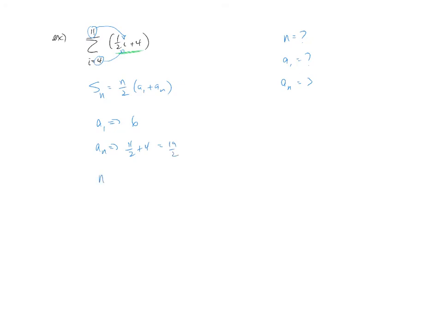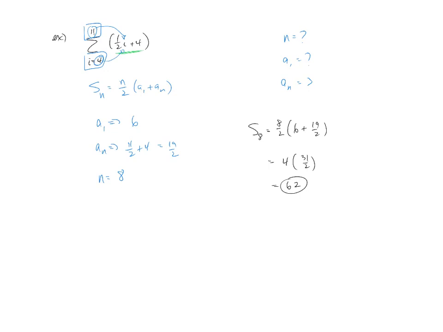And then finally, n would be the number of terms. Well, we start at i equals 4. We go to 11, which tells us that there are 8 terms in the series. So once we have all of that information, we can say that the sum of the 8 terms is going to be 8 over 2 times 6 plus 19 halves. So 4 times 31 halves, which is going to give us 62. So the sum of the 8 terms is 62.